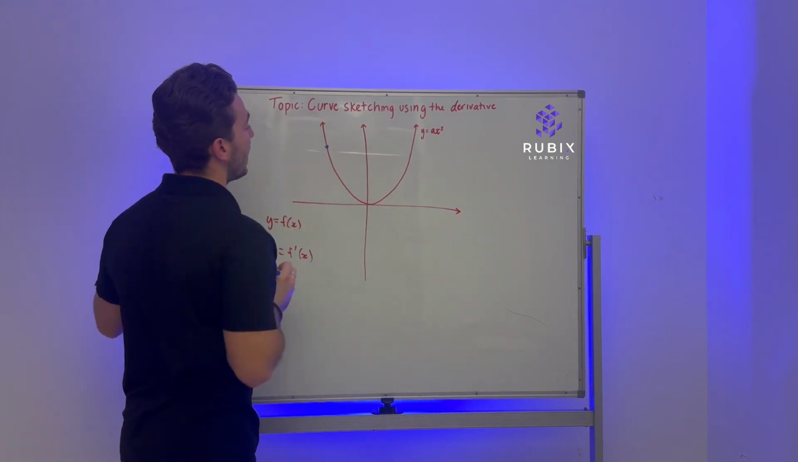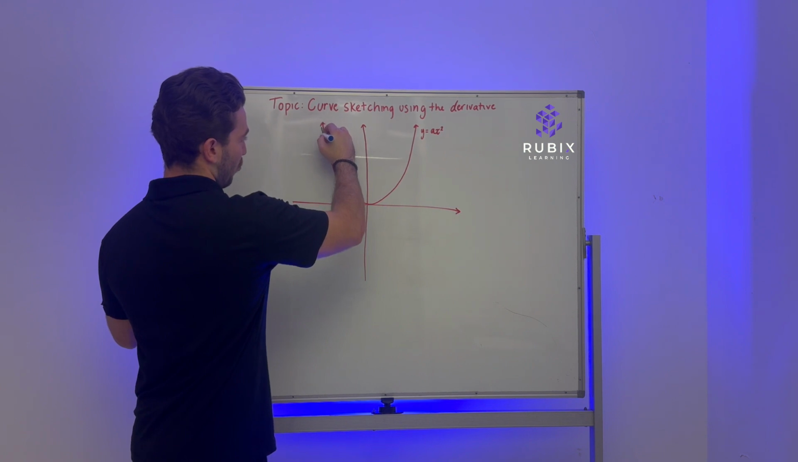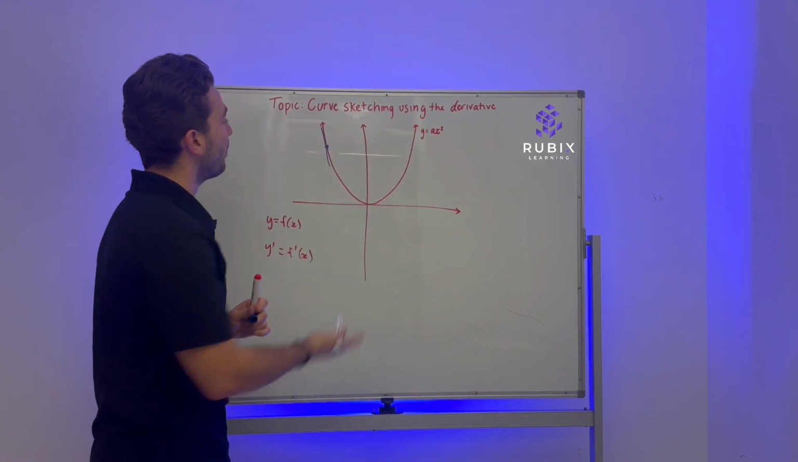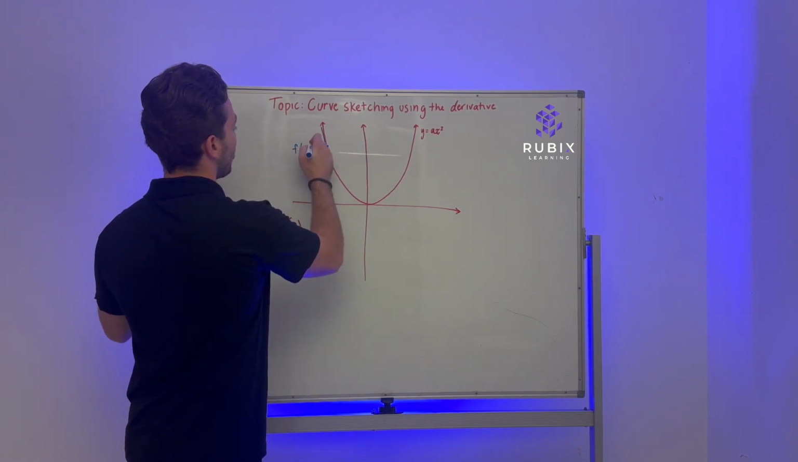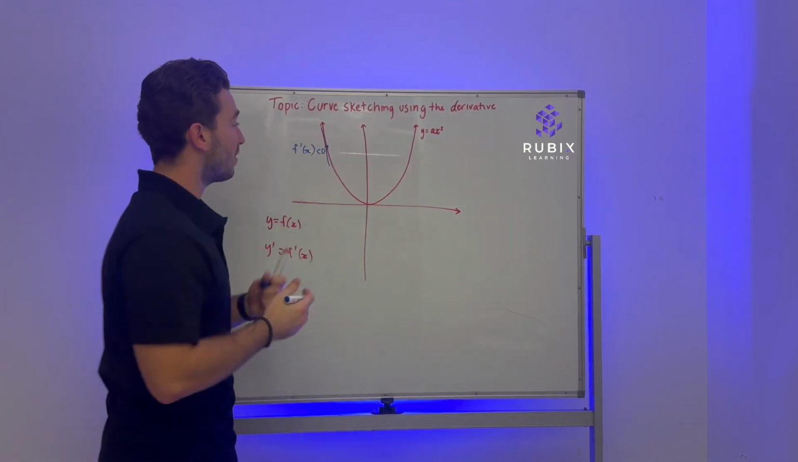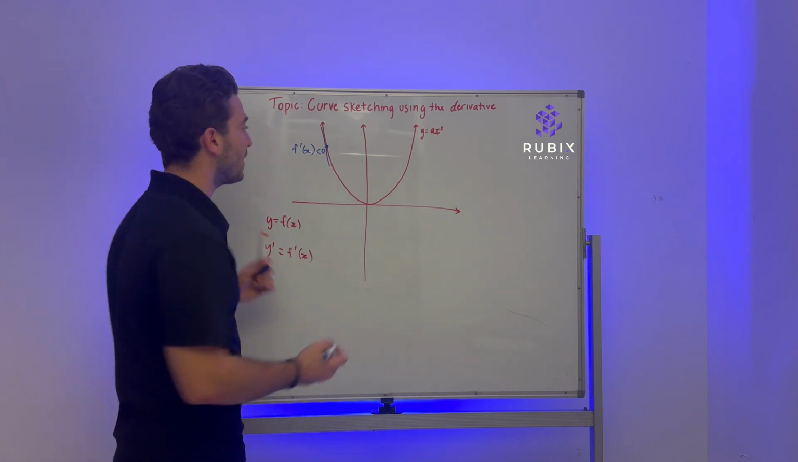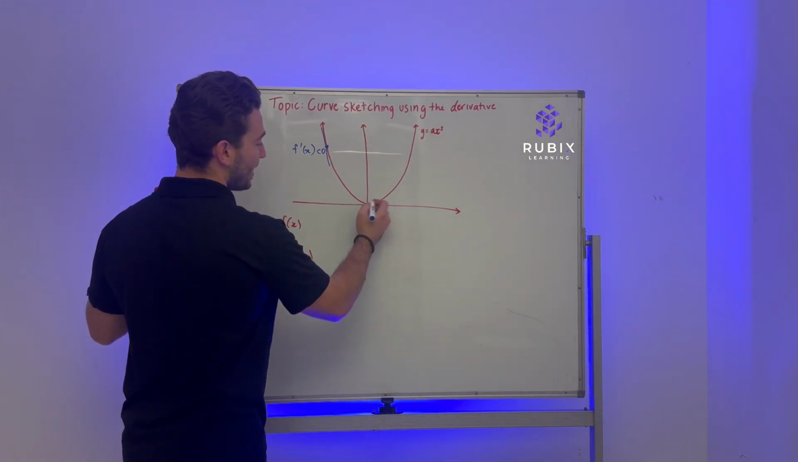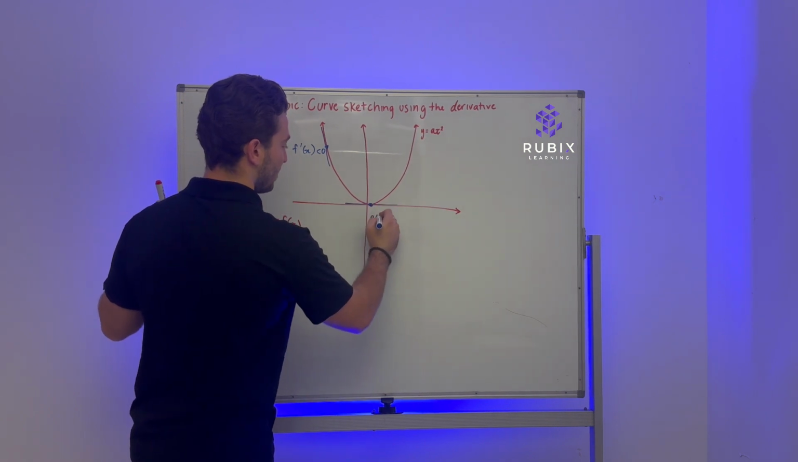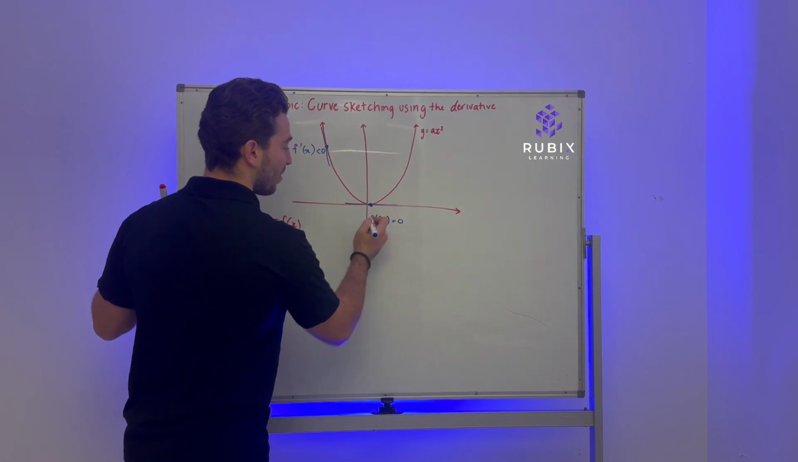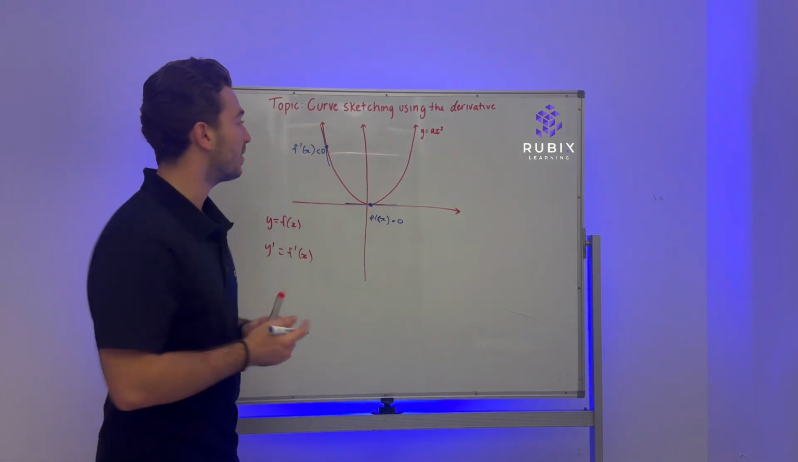So if we look here, we can see that the gradient looks something like that, which is a negative gradient. So we can say here that f'(x) is going to be less than 0. We have a negative gradient. What about if we look right here, right at that vertex point? Well, we actually have a flat gradient and we say f'(x) is equal to 0. F'(x), the gradient, is equal to 0.